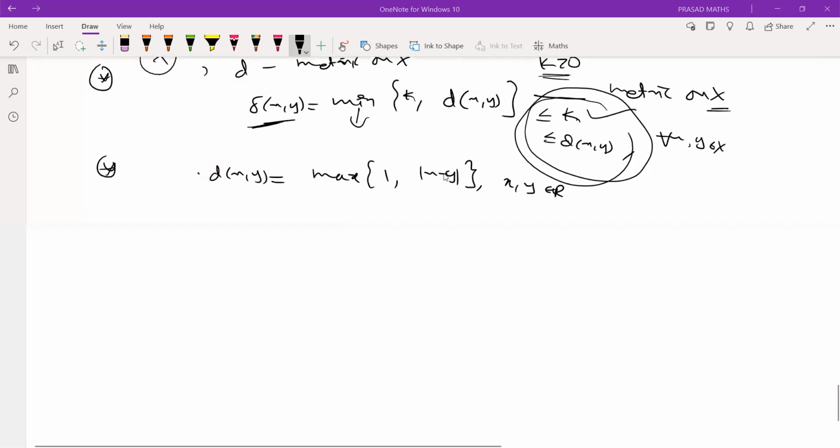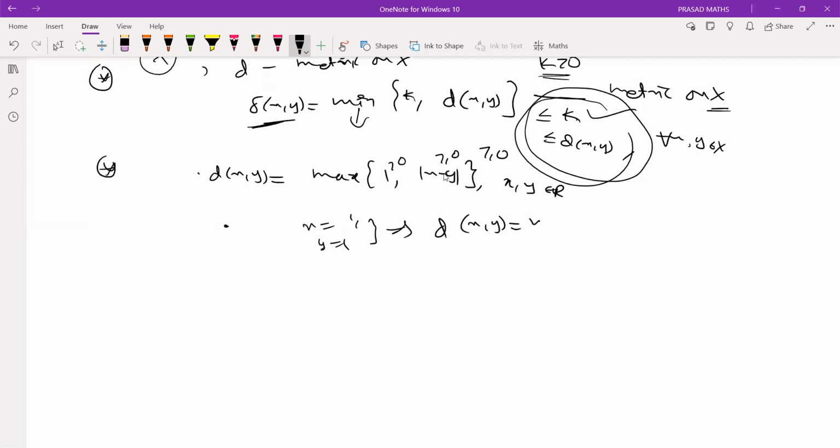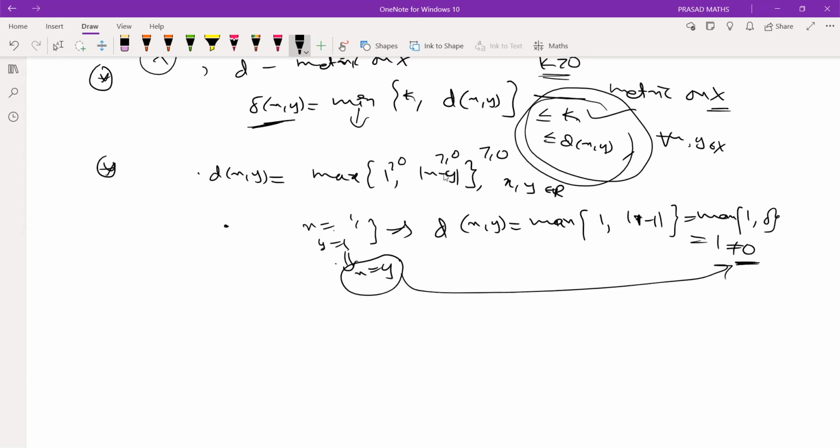So is it a metric? The answer: non-negative, there is no problem because one is positive, non-negative. So what is my guess? Again, look at the guess. Suppose I take x equals 1, y equals 1. What is d of x comma y? That is maximum of 1 comma mod of 1 minus 1, which is maximum of 1 comma 0. What is maximum of 1 comma 0? 1. Therefore, 1, not 0. So here x equals 1, y equals 1 means x equals y, but the distance is not 0. Therefore, it is not a metric. Is it clear? So if you take the minimum, it is a metric. But if you replace minimum by maximum, it is not a metric. That is important.